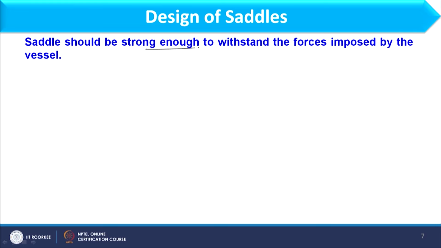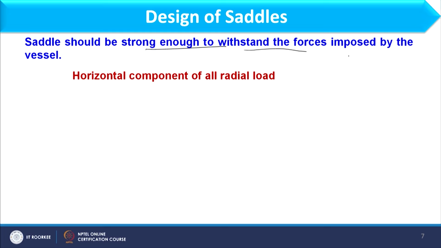So, let us discuss that. The saddle should be strong enough to withstand the forces imposed by the vessel. For that purpose we have a design equation, which is the horizontal component of all radial loads falling on the saddle. That should be F, which is equal to K9 into W1.